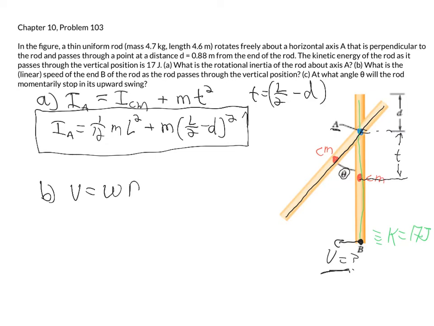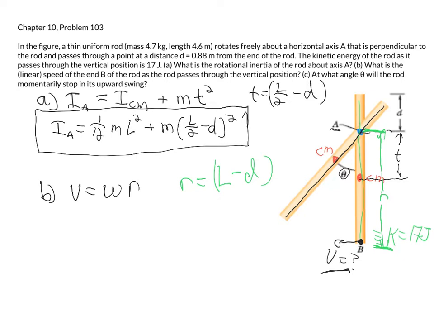Let's pick a color. Maybe I'll go back to green. So r is going to be the distance from our axis of rotation down to the point where we want the speed. So r is this distance here, yet another new distance. In this case, r is equal to the overall length of the rod minus d.